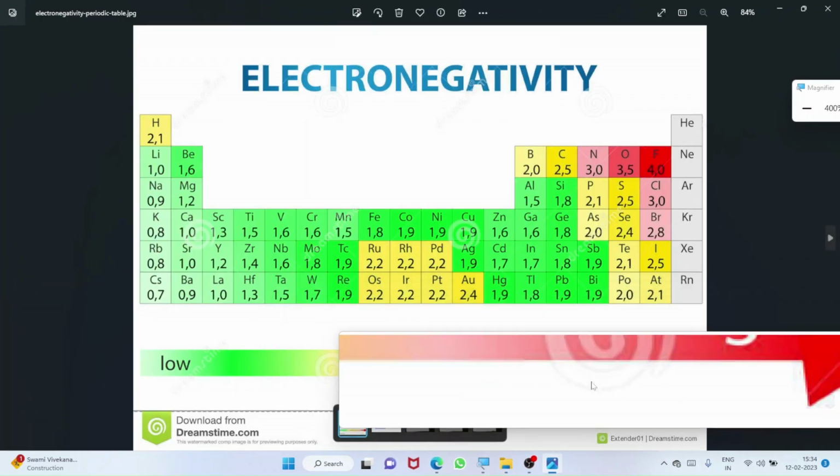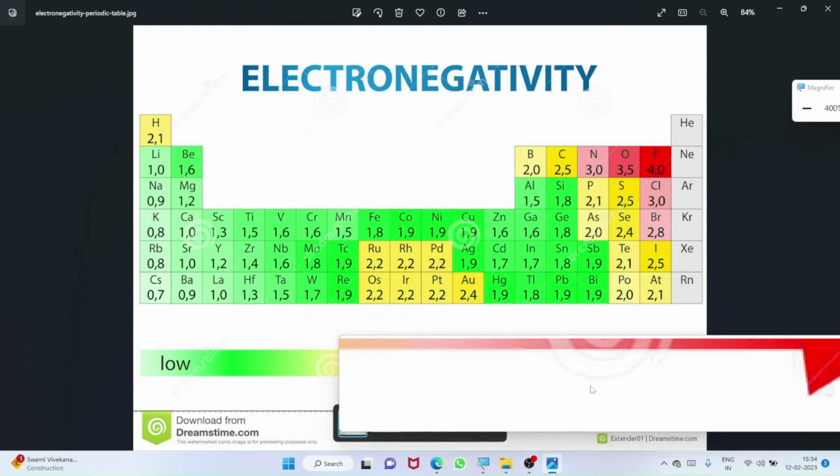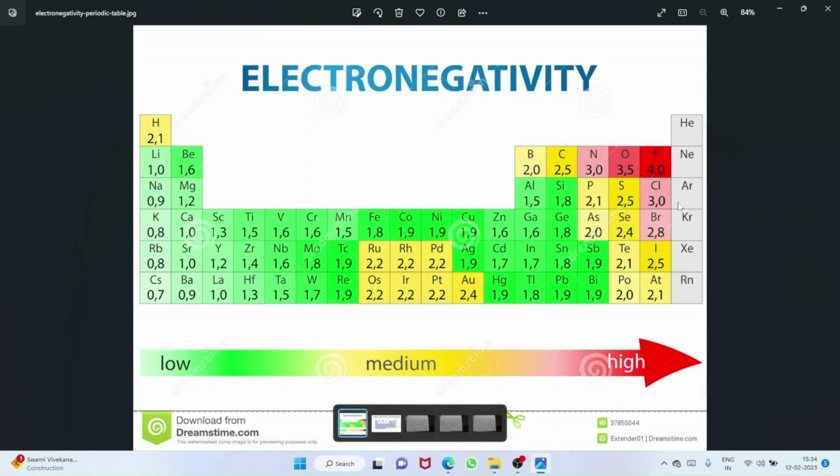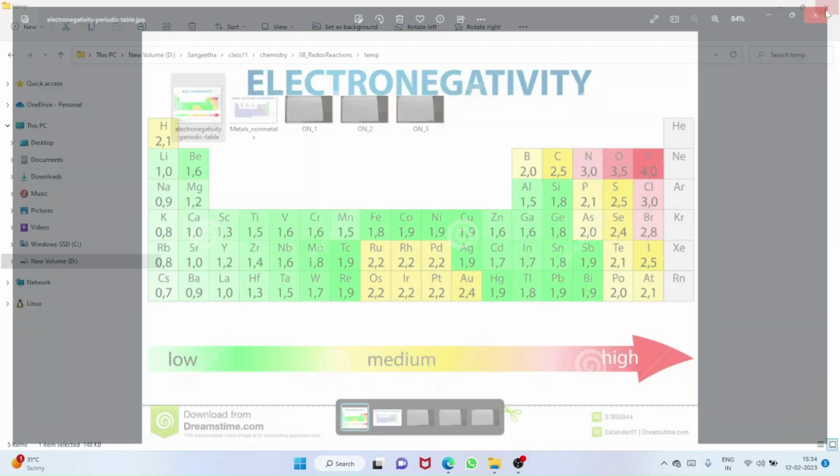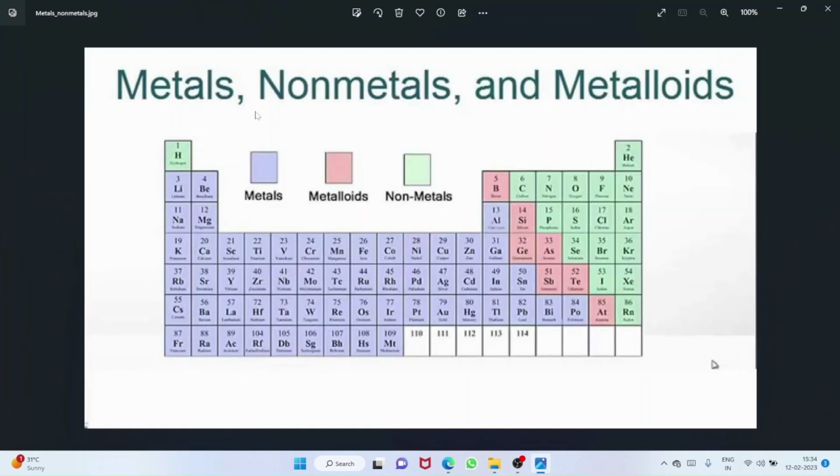Electronegativity of the various elements in the periodic table. From this you can see fluorine has the highest electronegativity. So you can remember the electronegativity of some of the important elements here. Also remember these metals and non-metals, because hydrogen in combination with non-metals will have the oxidation number of positive 1, and hydrogen with the metals will have the oxidation number of negative 1.